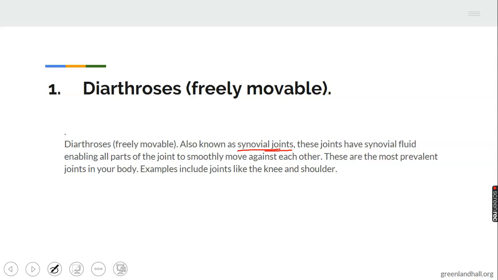These joints are freely movable. You can move them freely without any hindrance. They move smoothly against each other. And examples are the knee and the shoulder. You can move your shoulder, you can move your knee. Try it. These joints are freely movable. That's why we categorize them as one.